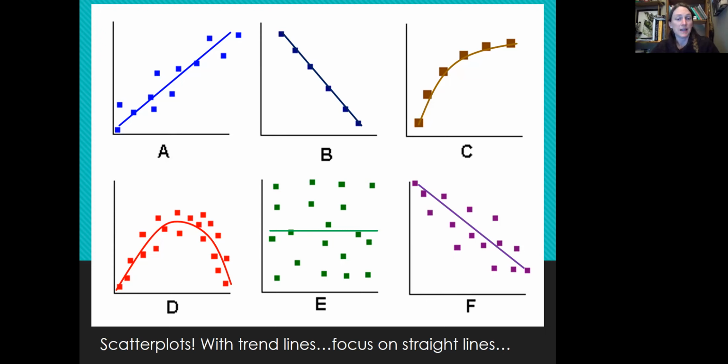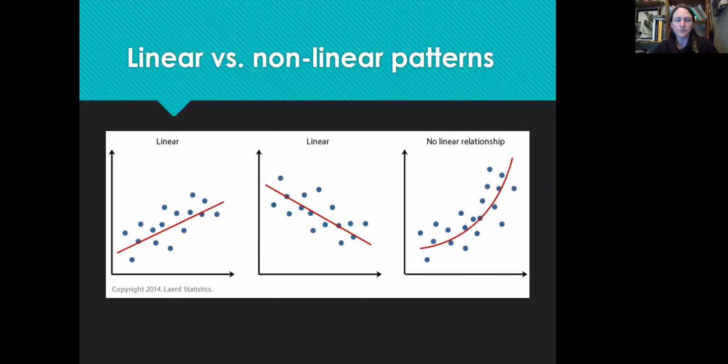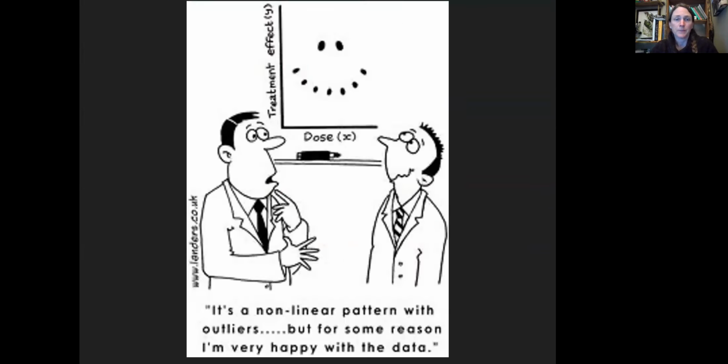We're going to focus today on scatter plots. We're going to focus on straight lines. So we're not going to deal with these curvilinear relationships. So here we can see we have a linear increasing, positive relationship, a linear decreasing, negative relationship, or some kind of nonlinear relationship. And again, we're going to focus on the linear relationships in this lab.